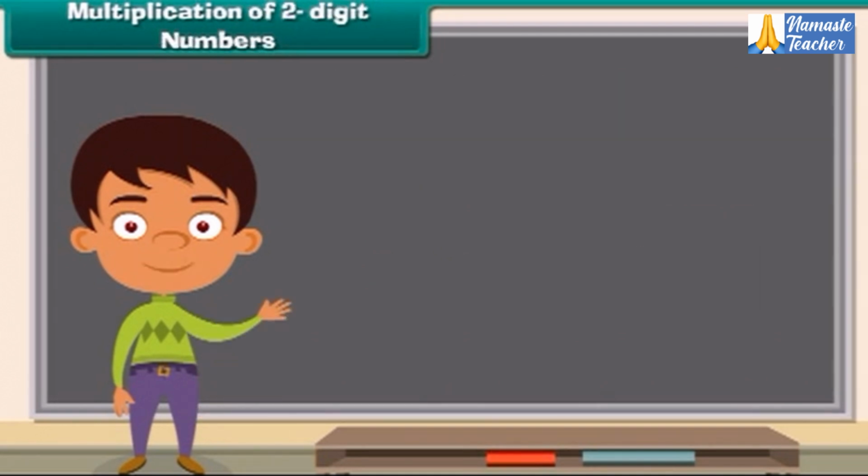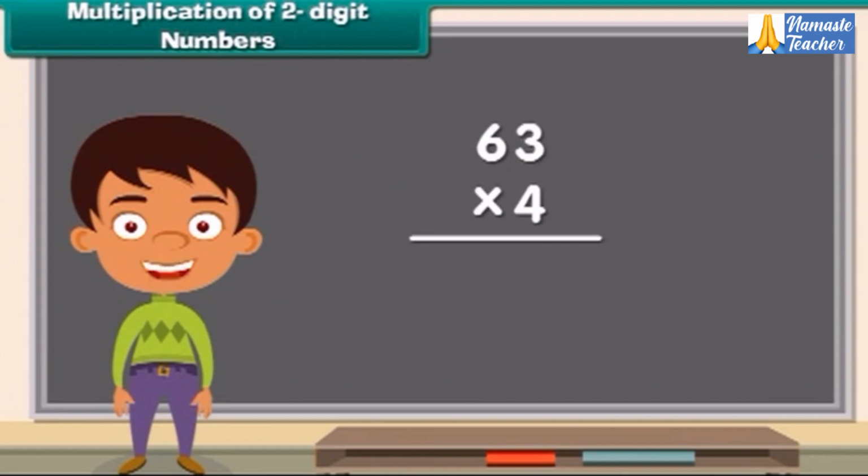Multiplication of two-digit numbers. Let us now learn to multiply two-digit numbers. Let us multiply 63 by 4. Firstly, multiply 3 by 4. 4 into 3 is equal to 12.